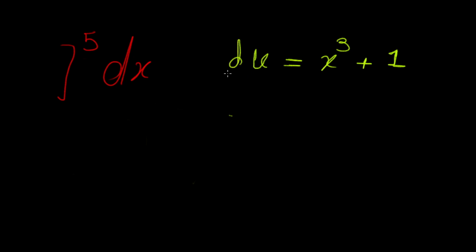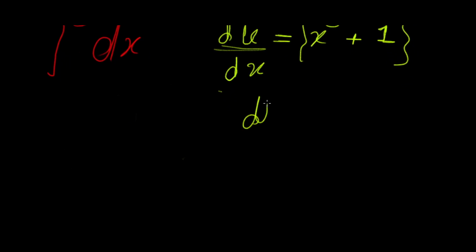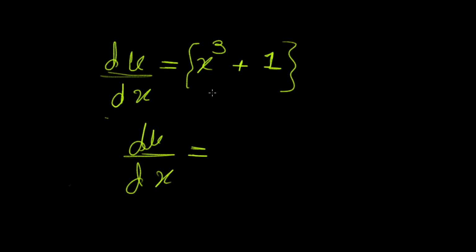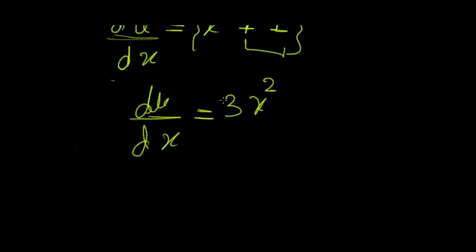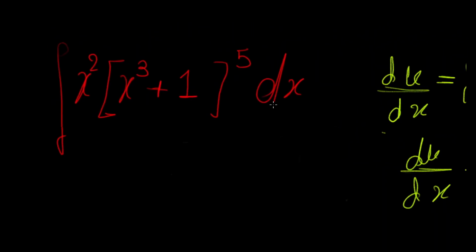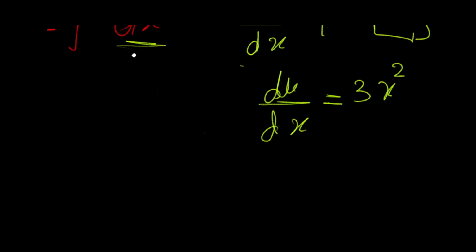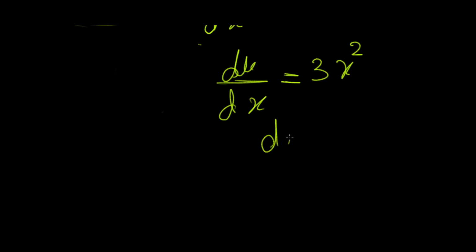So we'll have du over dx, and we'll take the derivative of this side. What is the differentiation of x cubed? It's basically 3 times x to the power of 3 minus 1, which is 2, and the 1 disappears, right? So now what do we have in here? We have dx. Let's make du equal to 3x squared dx.